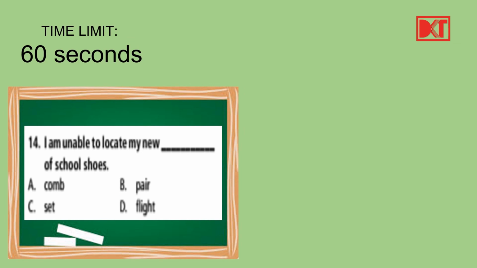Okay, now here I'm unable to locate my new dash of school shoes. New comb of school shoes, new pair of school shoes, new set of school shoes, a new flight of school shoes. This one's also easy. My God, we're getting such easy questions. My new pair of school shoes. Why pair? Because school shoes come in a pair of two, right? You get two shoes in one set. You don't really get one shoe, right? So that's why we refer to it as pair. Collective noun is pair of school shoes. All right.